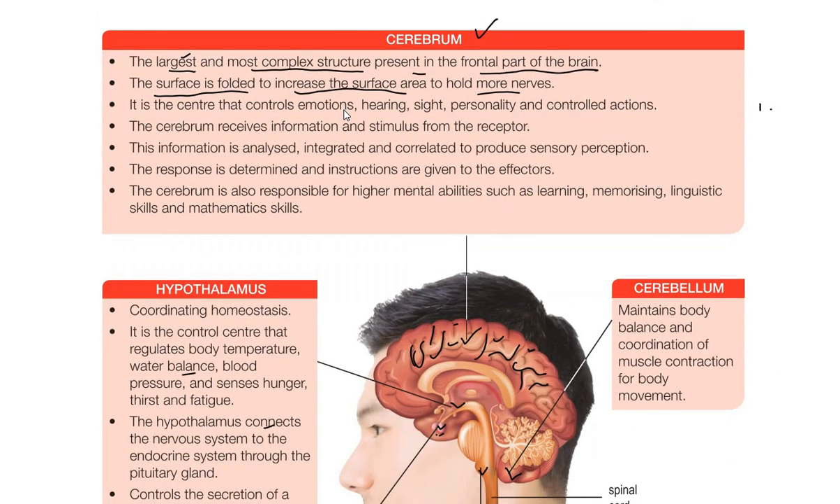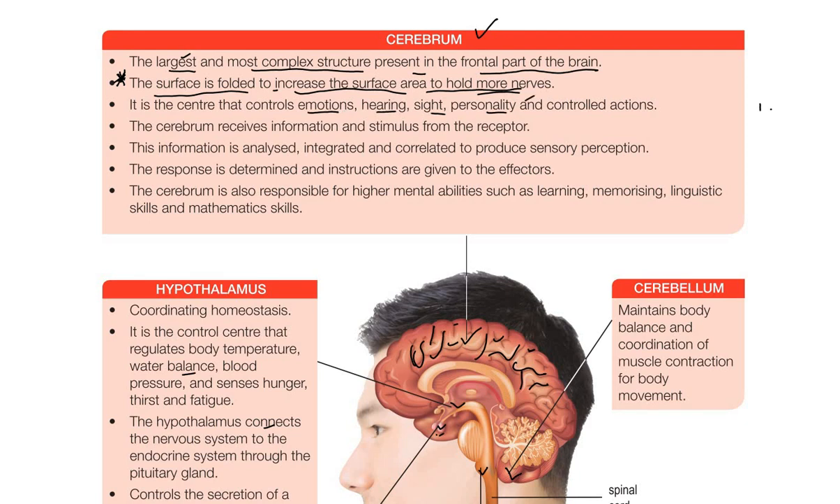Because we have more than 1,000 billion nerves. If the surface were not folded, there would not be enough space to hold the nerves inside this cerebrum. So you must remember why the surface is folded. The answer: to increase the surface area to hold more nerves. It is also a center that controls emotions such as happy and sad, our hearing, sight, and personality.